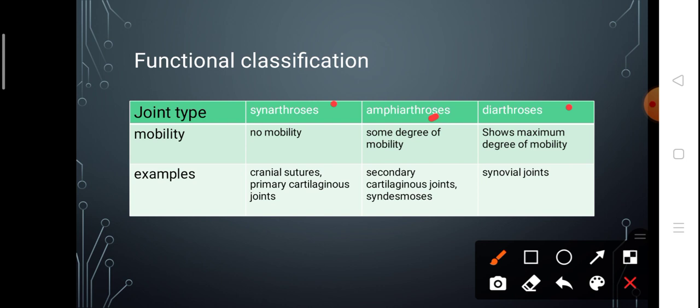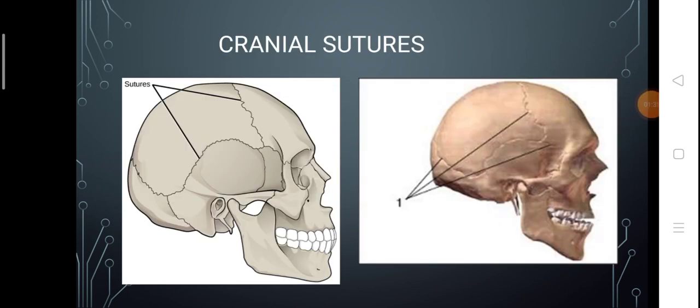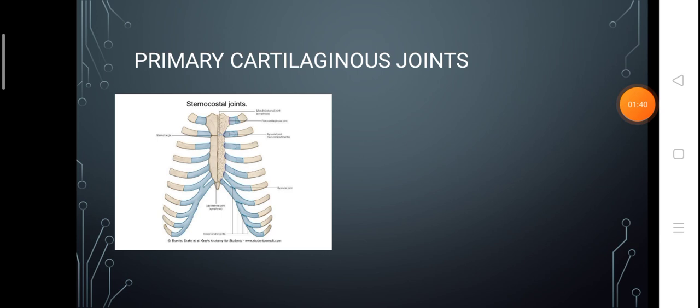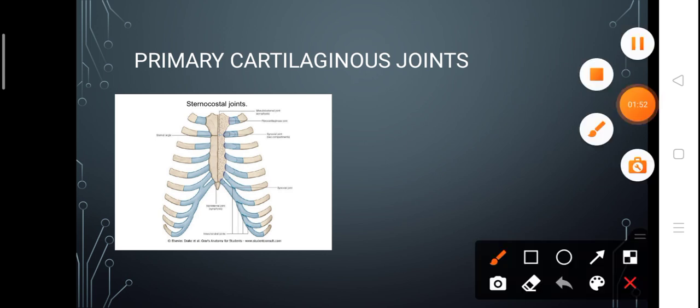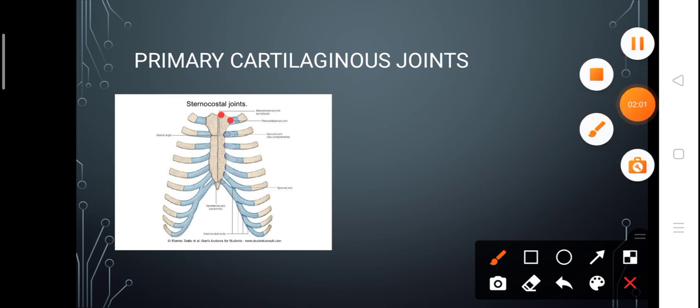And what is diarthrosis? It is a freely movable joint. Under that you have synovial joints. So cranial sutures come under immovable joints. There is no mobility. Primary cartilaginous joint is also an immovable joint. In that you have the first costosternal joint and costochondral joints.